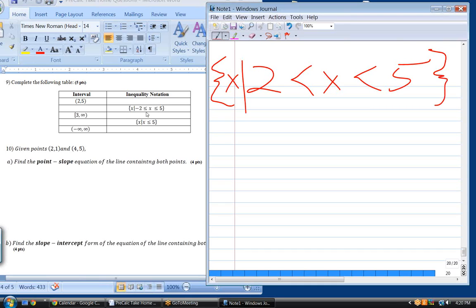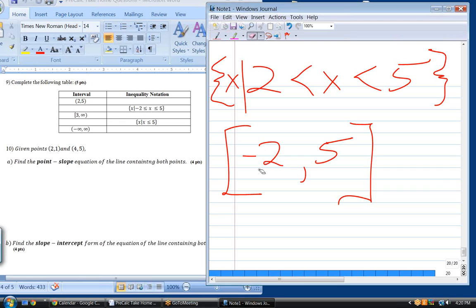Well, let's go through each one of these and I think you'll pick it up. If the inequality notation is this, what would the interval notation be? So x is going to be -2 and 5. You see why I use brackets? Because it's less than or equal to.